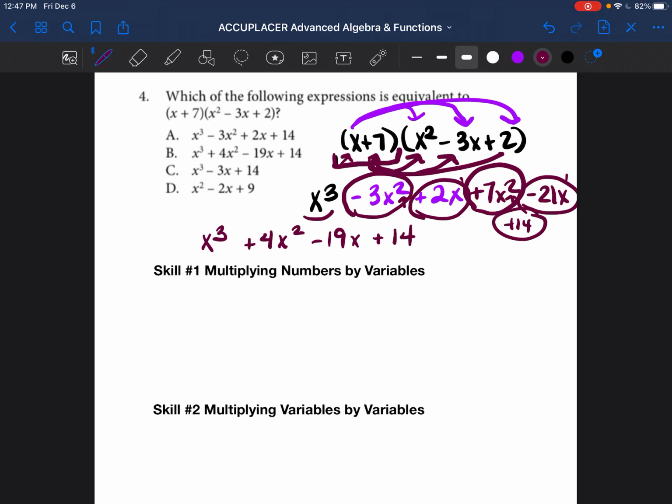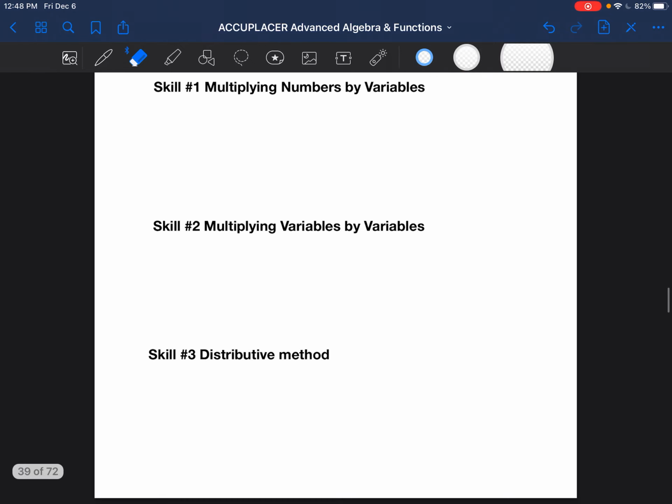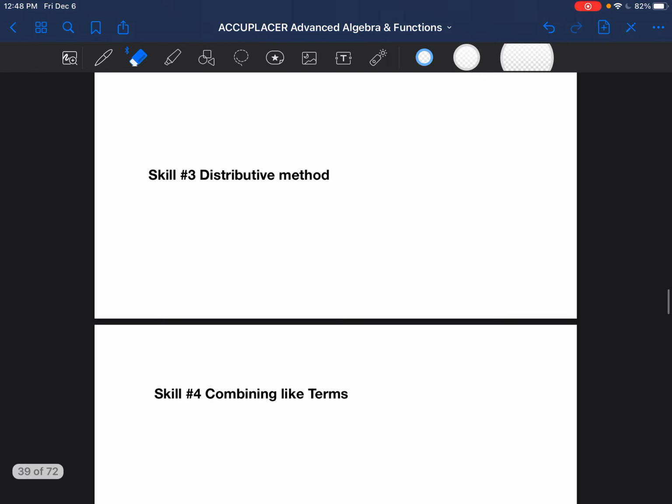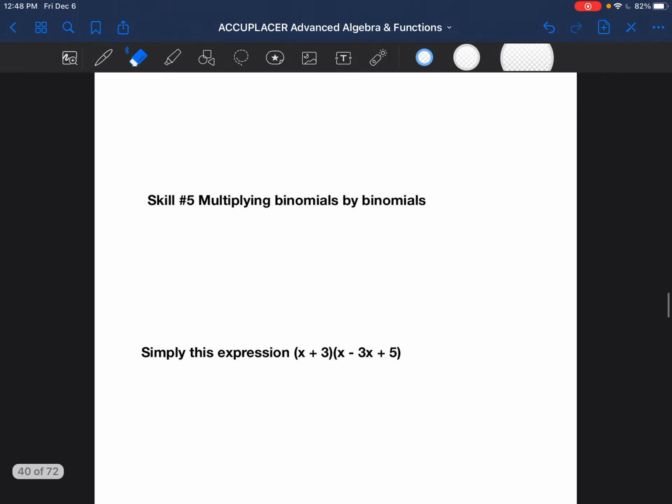So our answer is going to be B. Okay, so during this, we use those 5 skills. We multiplied numbers by variables. We multiplied variables by variables. We used the distributive method. We combined like terms. We multiplied binomials. And that's how we were able to solve a question like this.